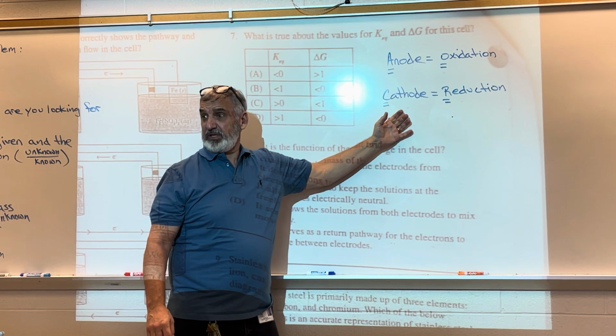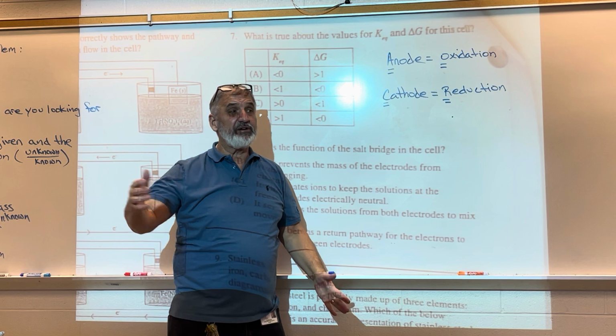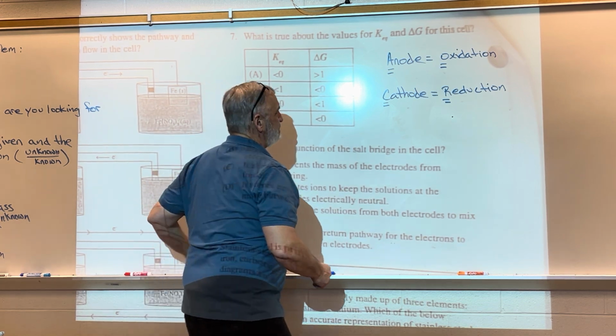All right, look, this is just memorization. Easy money, but just memorization. Anode is oxidation, cathode is reduction. That's how it's always going to be defined.